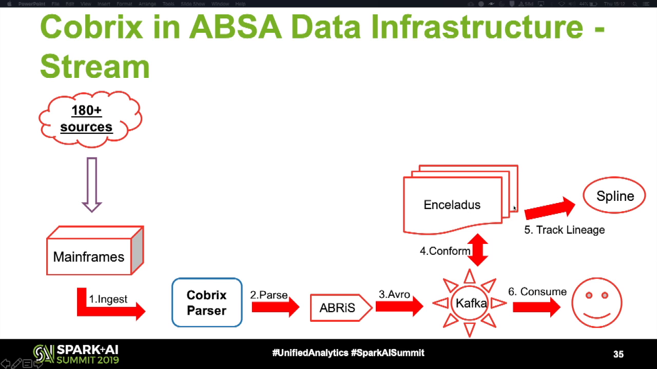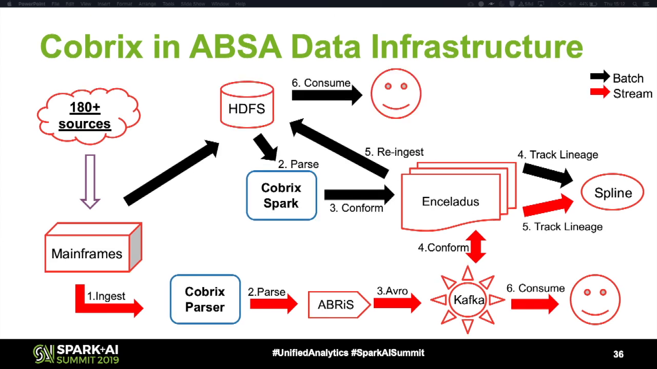Here you can see Enceladus as well. Enceladus is written on top of Spark SQL, so we will do a little bit of work to ensure that it works nicely and properly on structured streaming. That way, we can have the data conformed using exactly the same code from both the batch and stream pipelines. If you combine these two pictures together, you'll see our take on Lambda architecture in ABSA. This is what it looks like when you combine those two worlds.